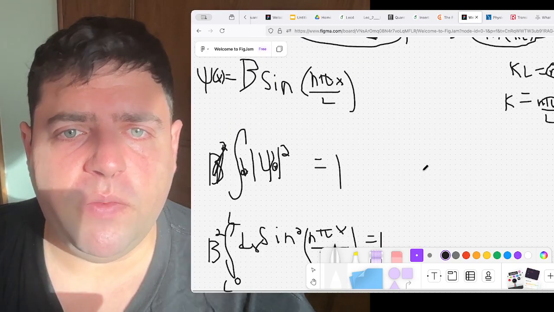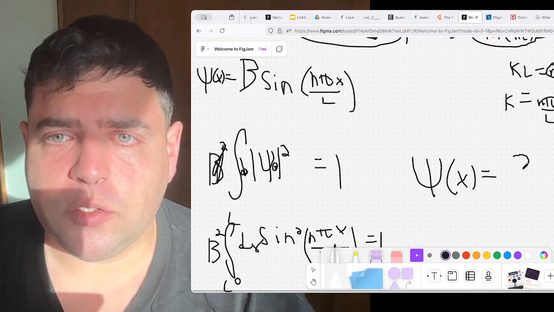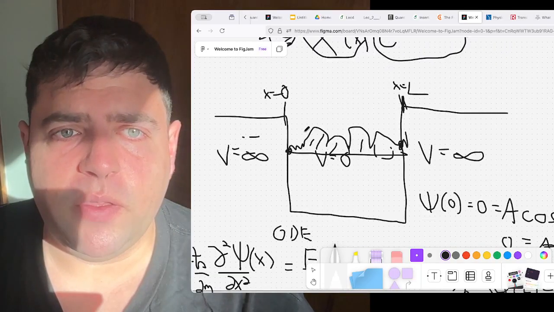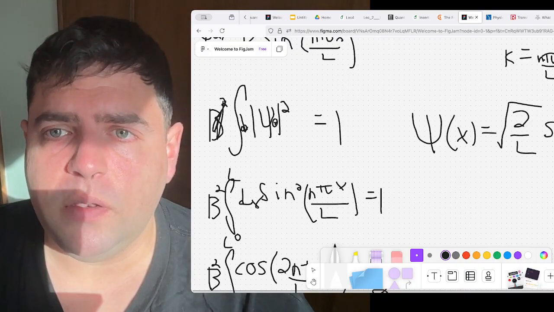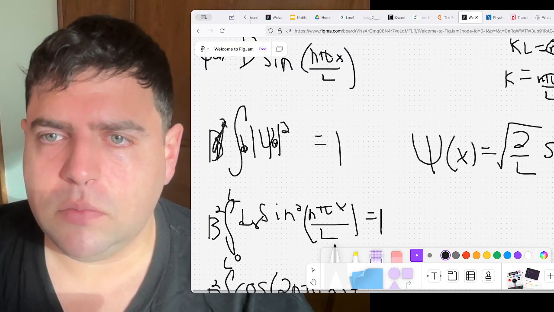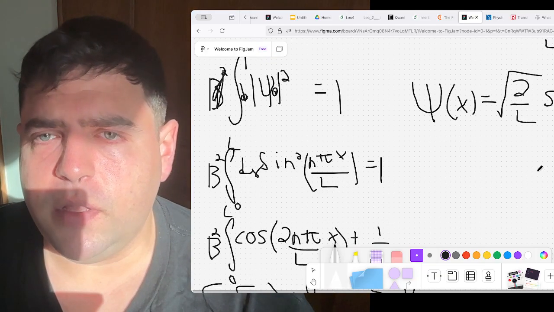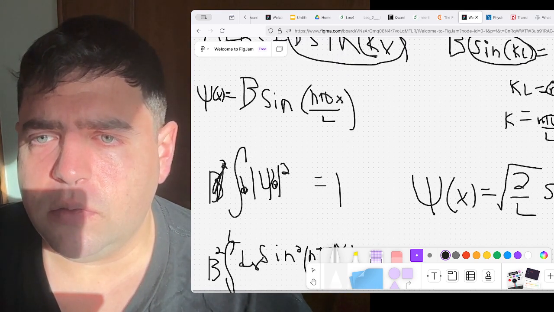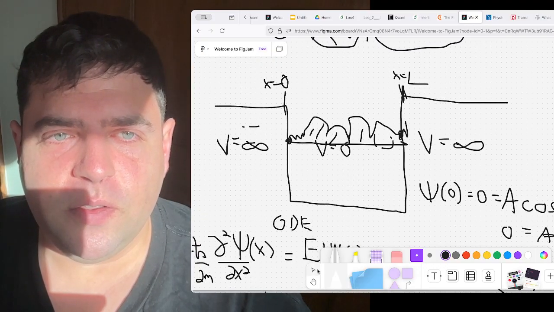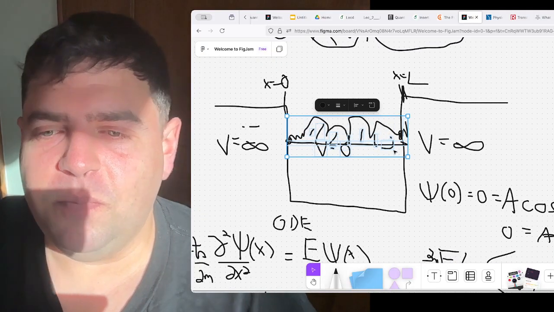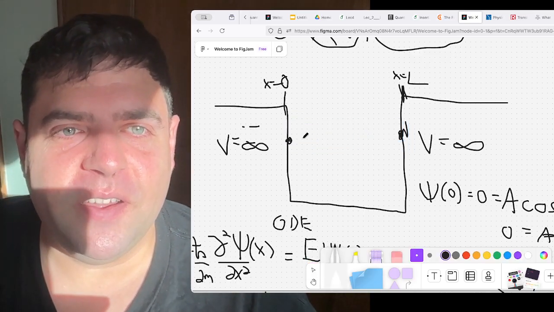So our fully normalized wave function is going to look like this: square root of 2 over L, where L is the length of this well, times sine of nπx over L. Yeah, that's the wave function, right? So it's not going to look like that. What will it actually look like?